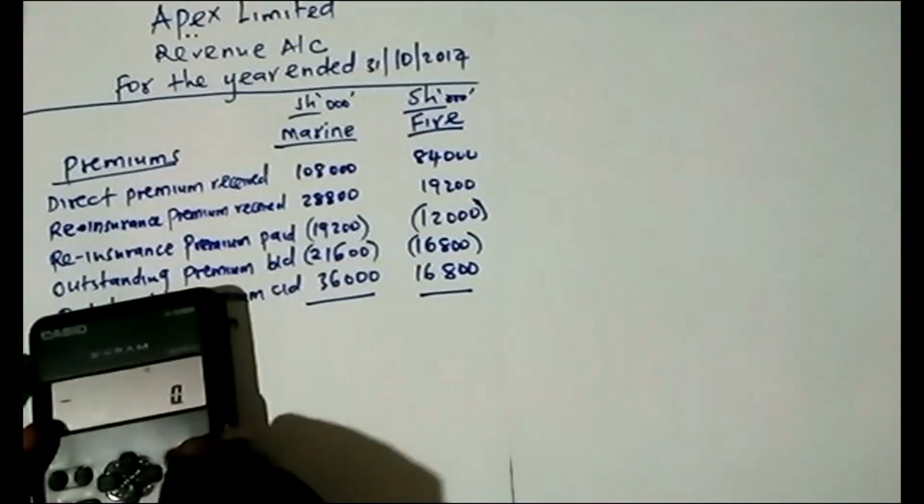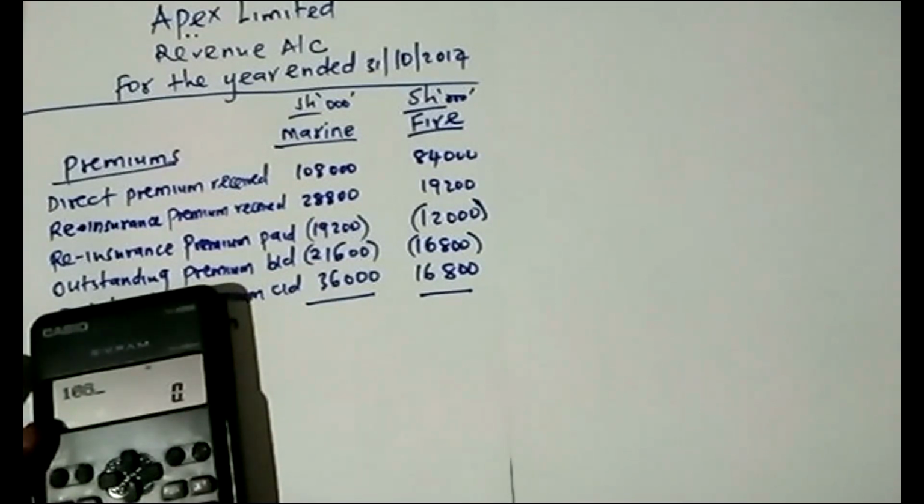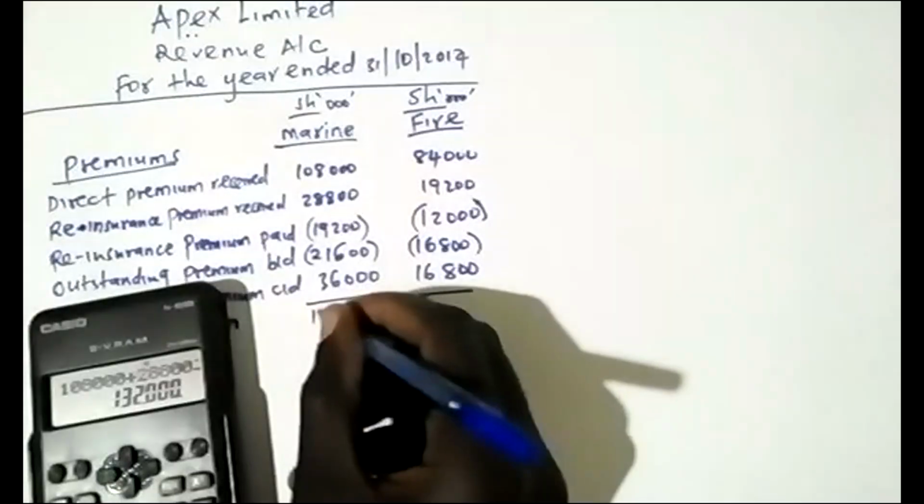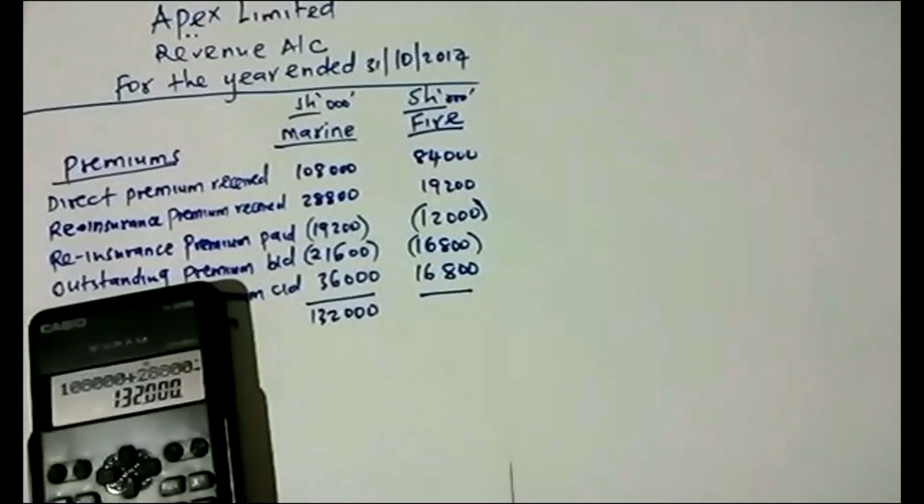So to get the net premiums, you take 108,000 plus 28,800 minus 19,200 minus 21,600, then plus 36,000. That gives me 132,000. So the first one is 132,000. Then we have 84,000 plus 19,200 minus 12,000 minus 16,800 plus 16,800.